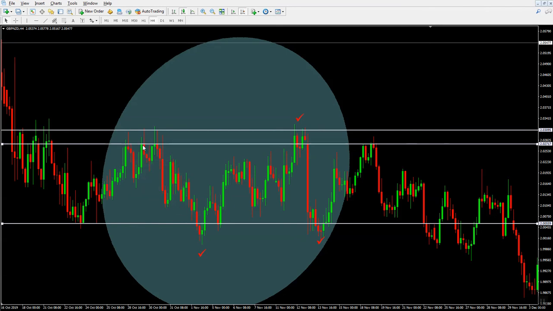However, here's the thing. Now, we said in the broad scale, in the grand scheme of things, yes, if you left your trade open, it would have hit target quite nicely.